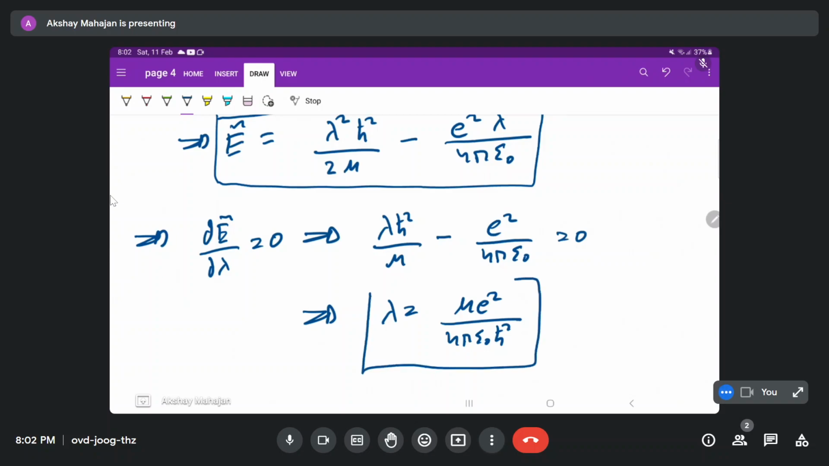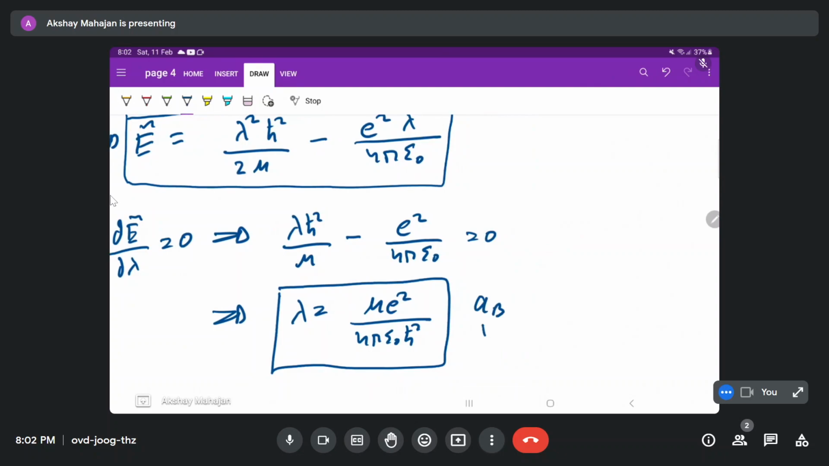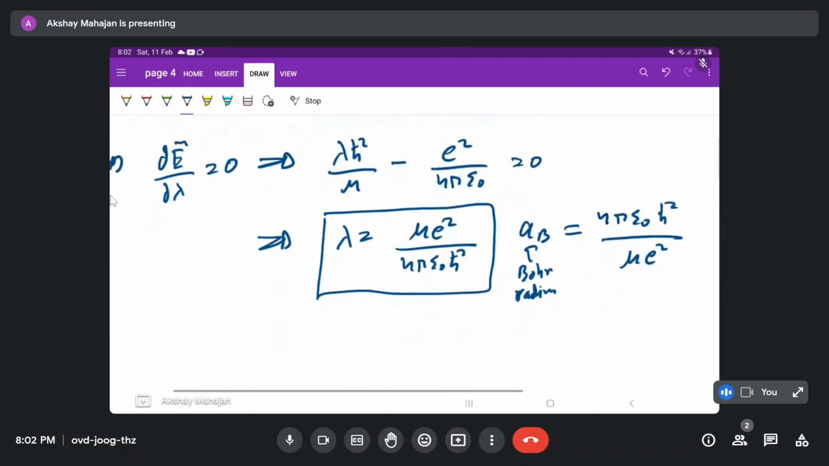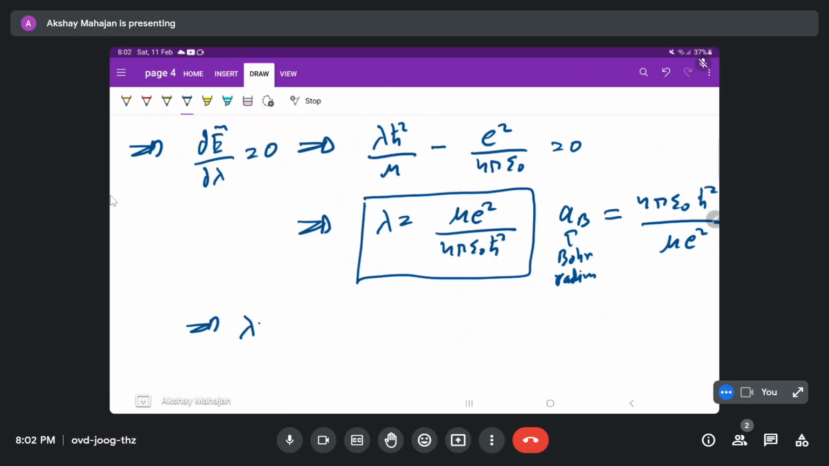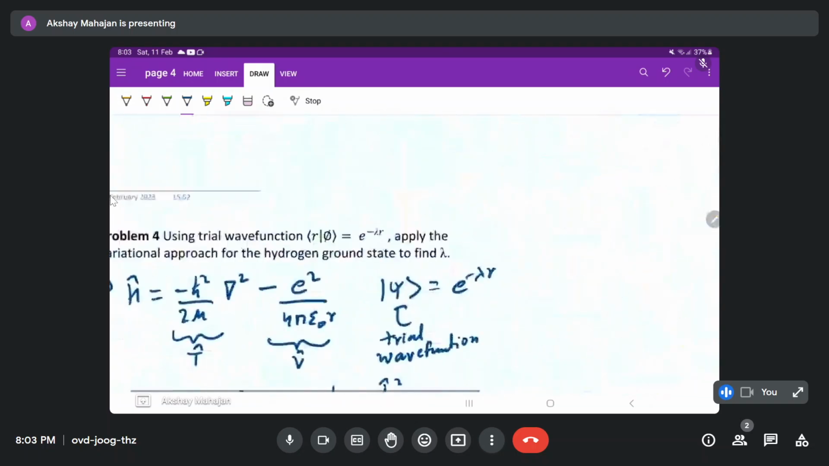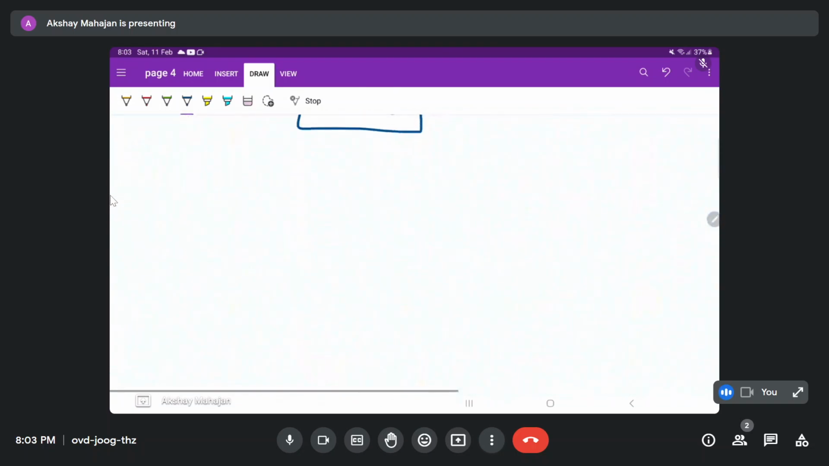Right, and if you remember our Bohr radius is equal to 4 pi epsilon naught h bar square by nu e square. So if you remember that problem that we previously did, problem number 3, from there we defined this Bohr radius. So basically our lambda is coming as 1 upon a_B, and this is our solution for the variational principle. So we want to find this ground state energy, and lambda is coming as 1 upon a_B.